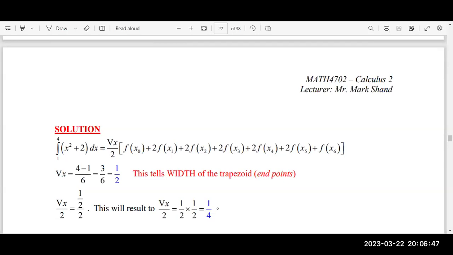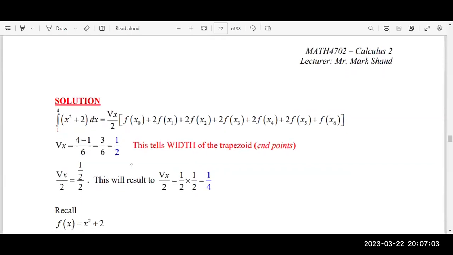See it right here? So we're going to get a quarter. 1 times 1 is 1, 2 times 2 is 4. So the width over 2 is a quarter, and we know the width is 1/2. Then now we know the function to be x squared plus 2.